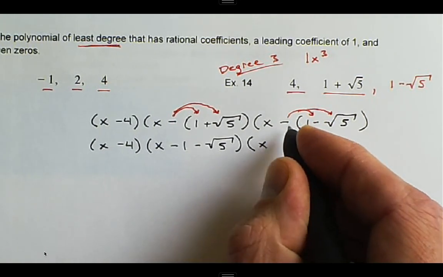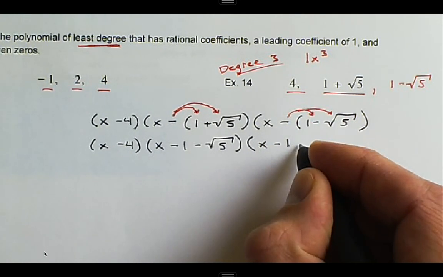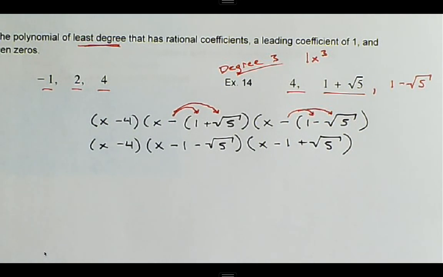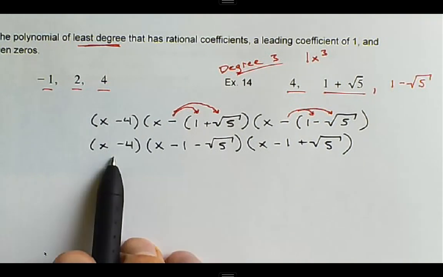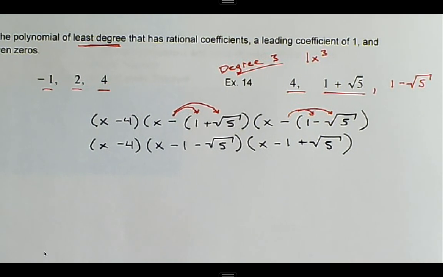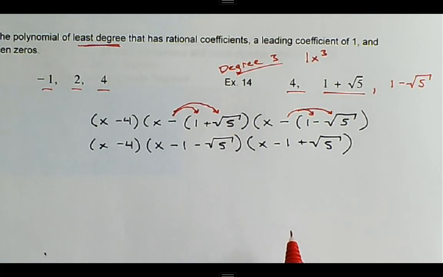Bring down the x. Negative times 1 is negative 1. And negative times negative square root of 5 is plus the square root of 5. So now we have a binomial, a trinomial, and a trinomial. And we have to multiply, and we're going to start multiplying this trinomial together because a lot of terms will drop out.